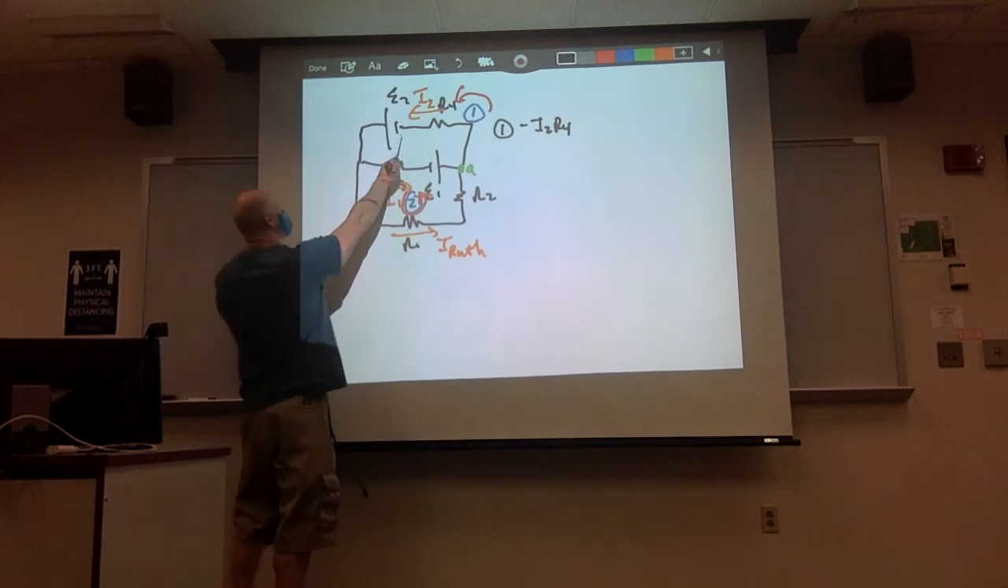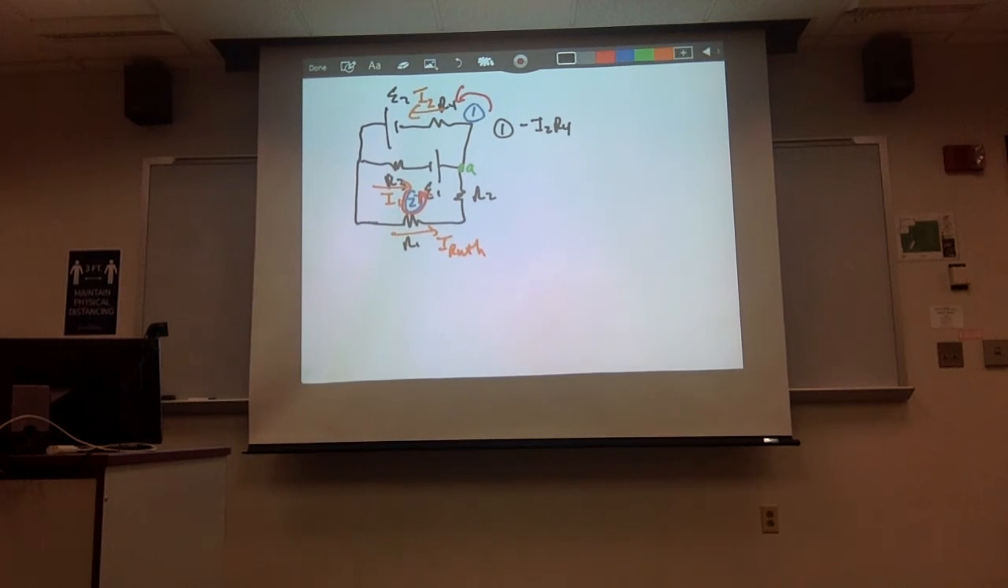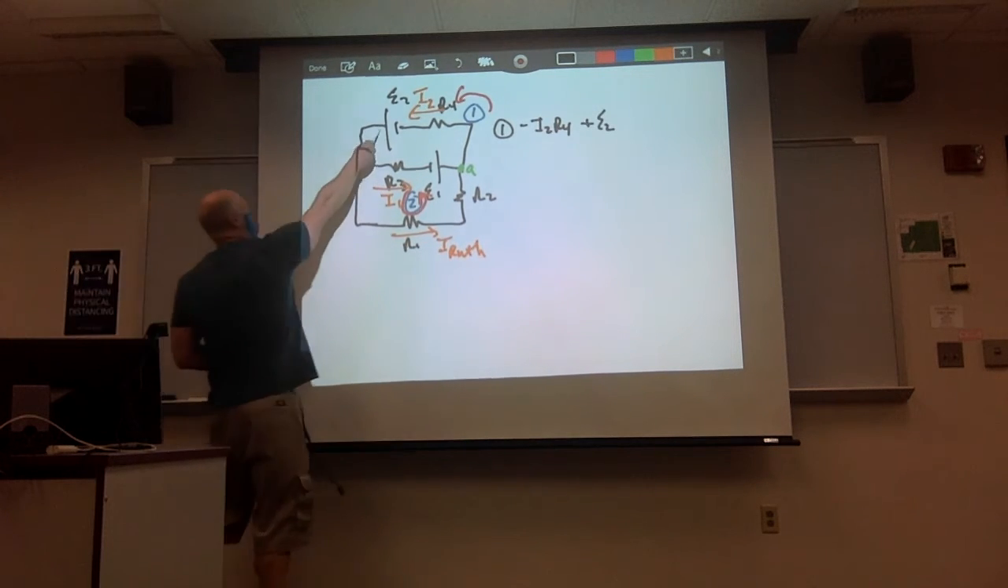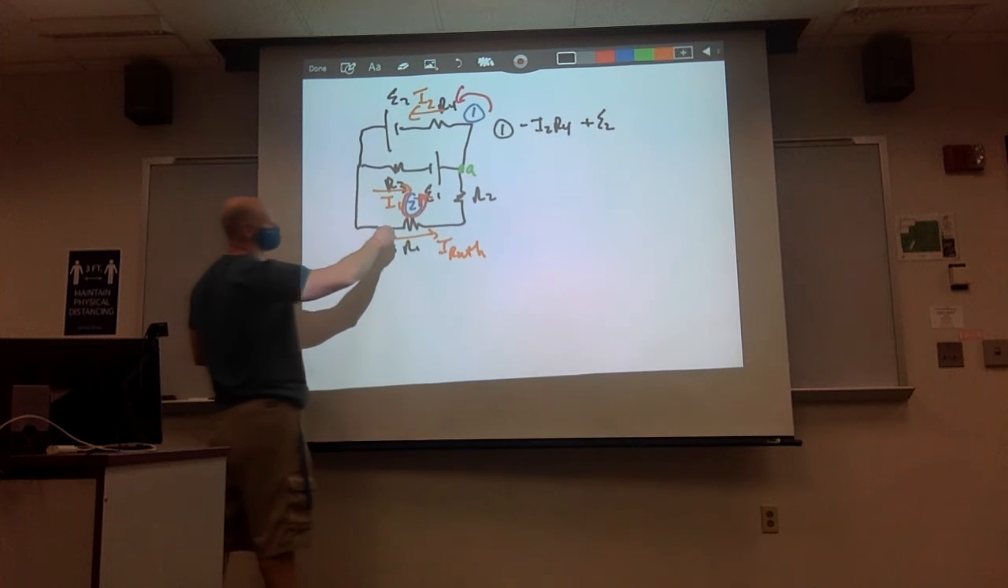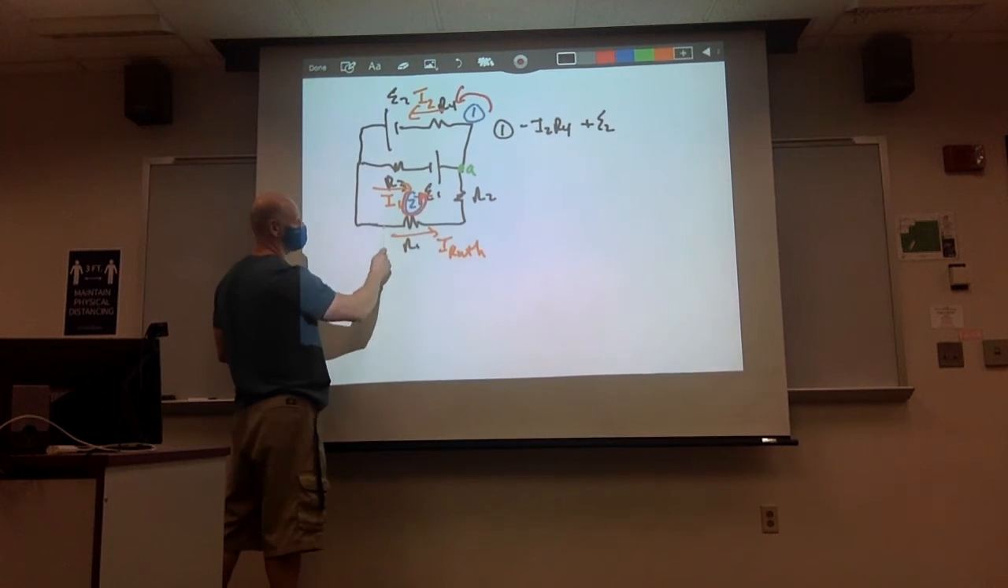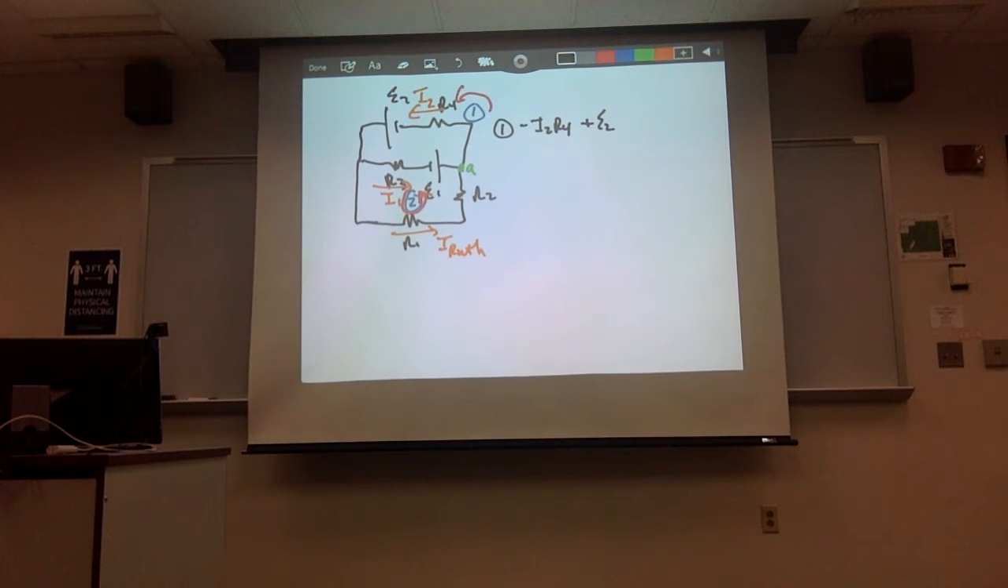Next thing I'm going to go across is the battery. I'm going to go from the negative terminal to the positive terminal. If I go from negative to positive, is that positive or negative? Positive. Good. So I'm going to get a plus E2. I'm going to ride this guy down through here because I'm doing the big one, through the junction. First thing I run into now is R1. I'm going to go through R1 in the same direction as I root. Is that positive or negative? Negative. I get a minus I root R1.